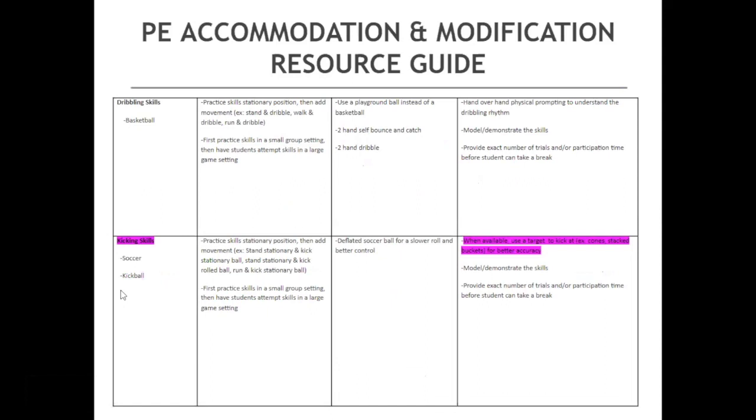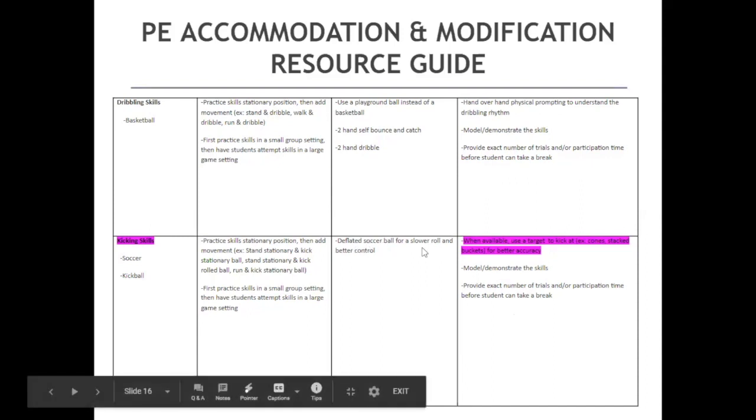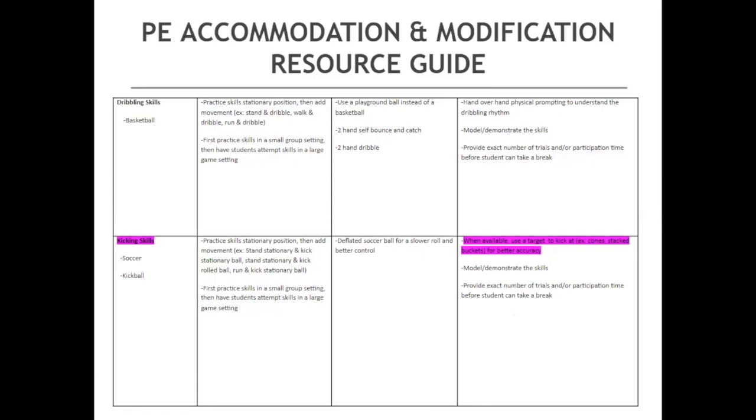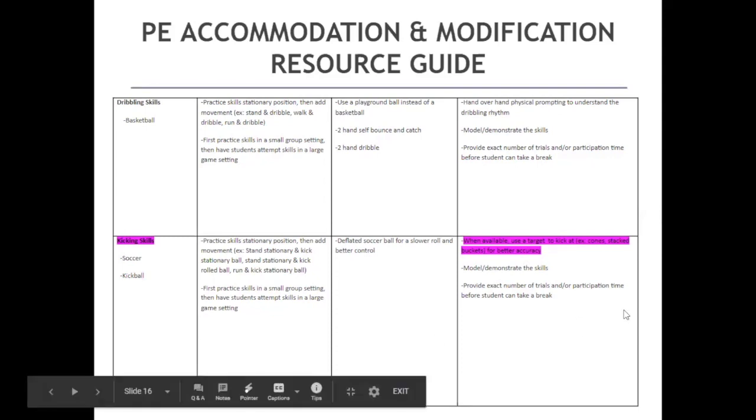So for kicking skills, especially if I'm doing trapping, passing skills or any sort of dribbling skills, I do like to have a deflated soccer ball for a slower roll and better control. I think that's a great way to keep the ball on the ground, and then the kids aren't kick running. They actually are able to keep better control of the ball. And then when available, creating targets, not necessarily kicking to a partner right away, but having targets of either stacked up cones or buckets or any sort of object that a child could kick into. It's definitely going to help with their kicking accuracy.